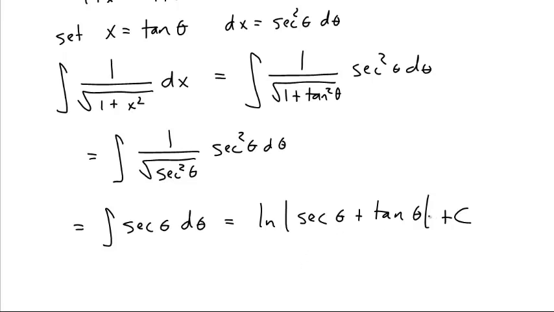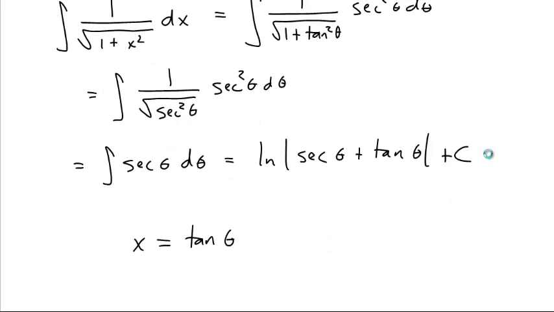But we now want to bring it back into x's. Well, x is tangent of theta, so this tangent of theta turns into x, but we have to figure out what secant of theta is. That's going to require a triangle. So if x is tangent of theta, that means that theta is the sort of thing that goes into a tangent. It's an angle. So we have a right triangle with an angle of theta. That triangle has to have a tangent of theta that is x. How about opposite over adjacent are x and 1?